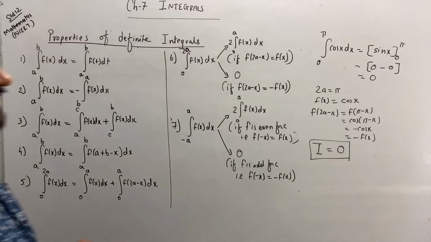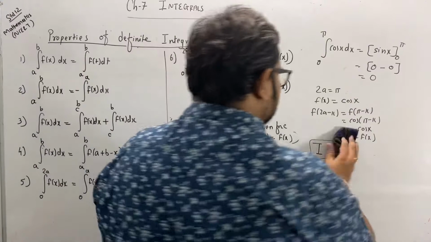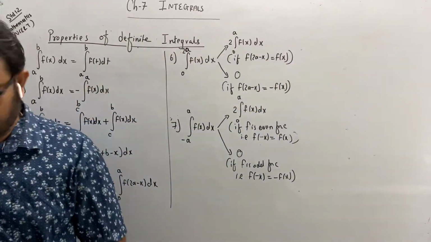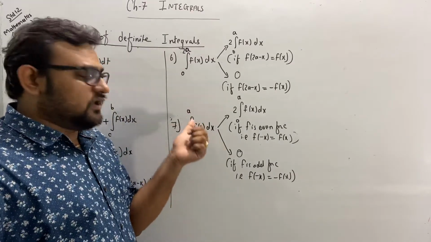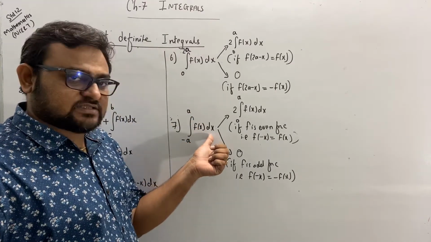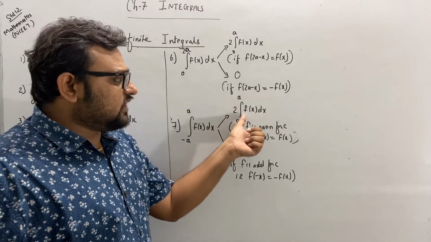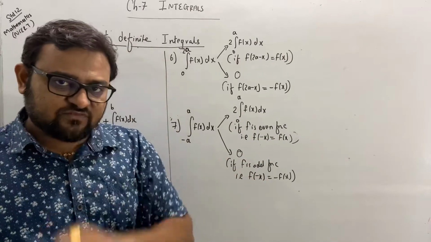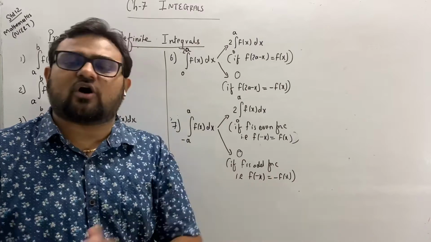Okay, let's move to the next one. The last property: the integral from minus a to a of f of x dx is equal to 2 times the integral from 0 to a of f of x dx if f is an even function, and it's 0 if f is an odd function.